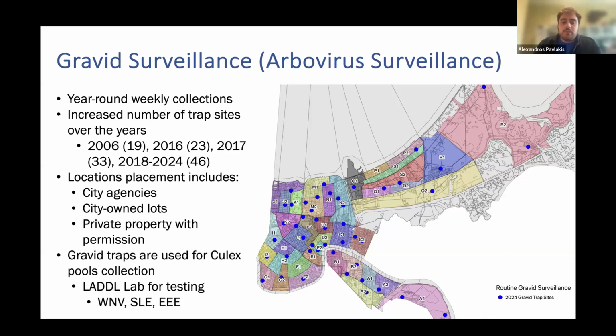These traps are really good because they target Culex species, and they are especially good at targeting our primary species of concern here, Culex quinquefasciatus, because it is the primary vector of West Nile virus. But these traps target many different Culex species, and those species are captured, put into pools, and then sent for weekly testing for arboviruses, including West Nile virus, St. Louis encephalitis, and Eastern equine encephalitis.